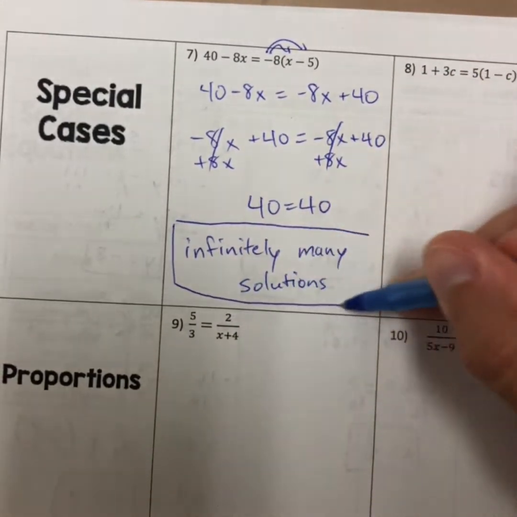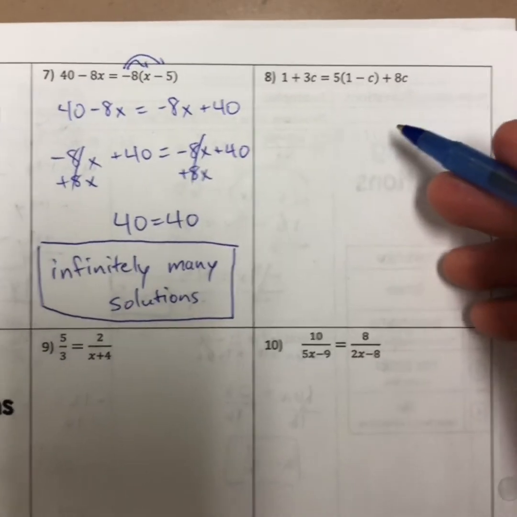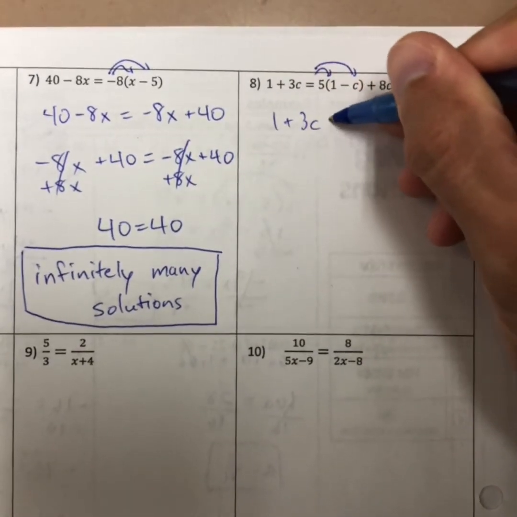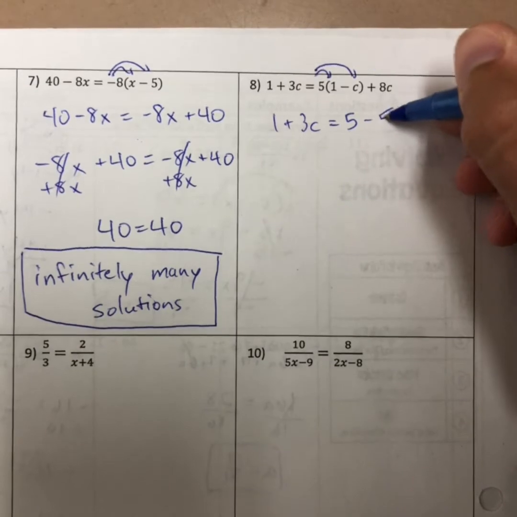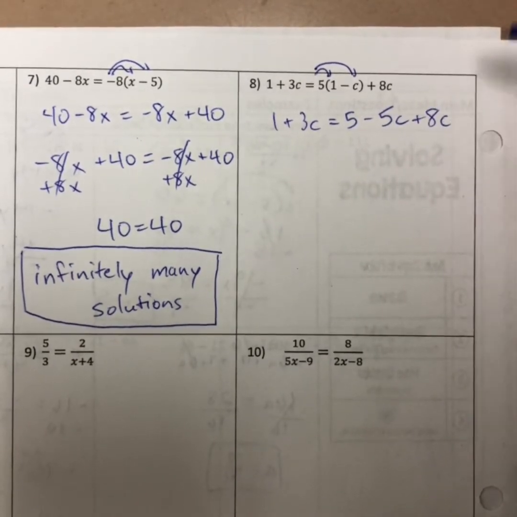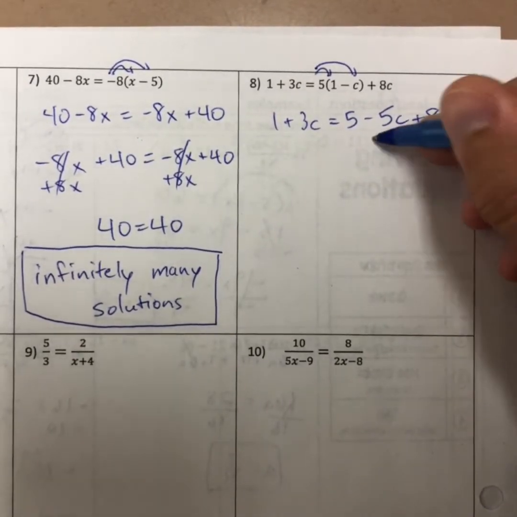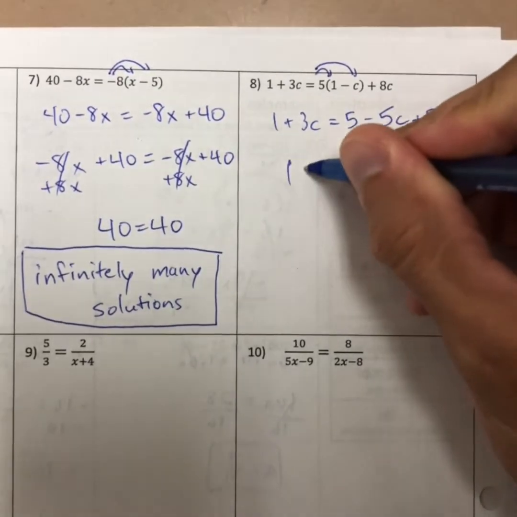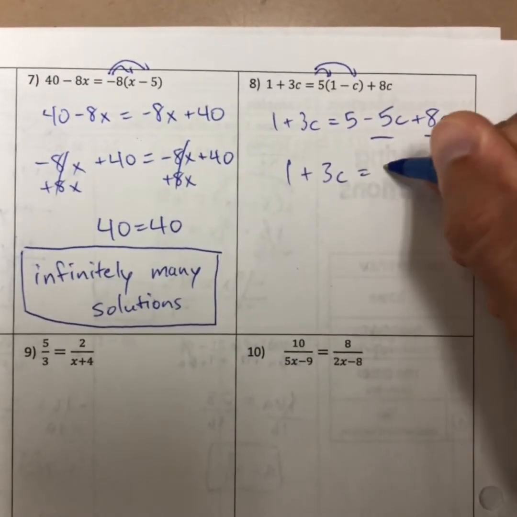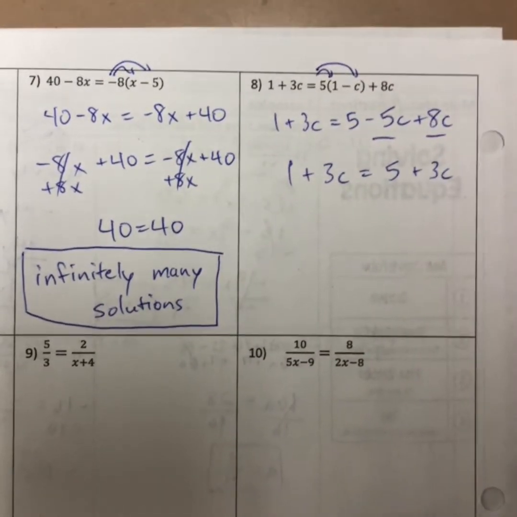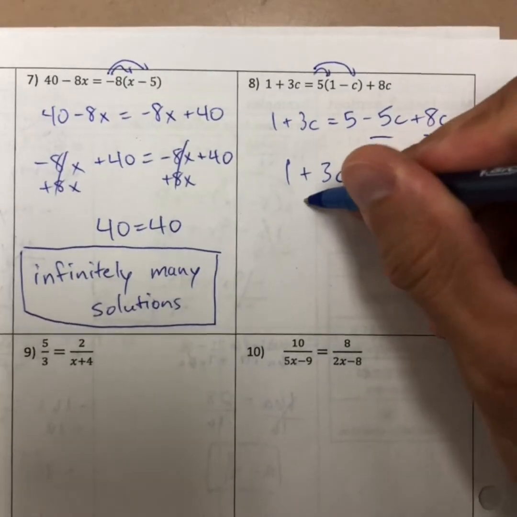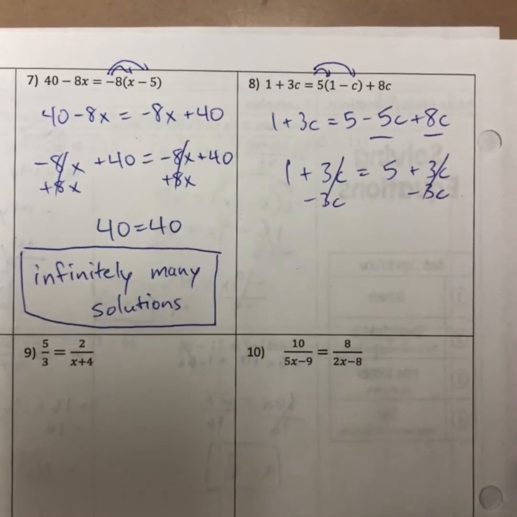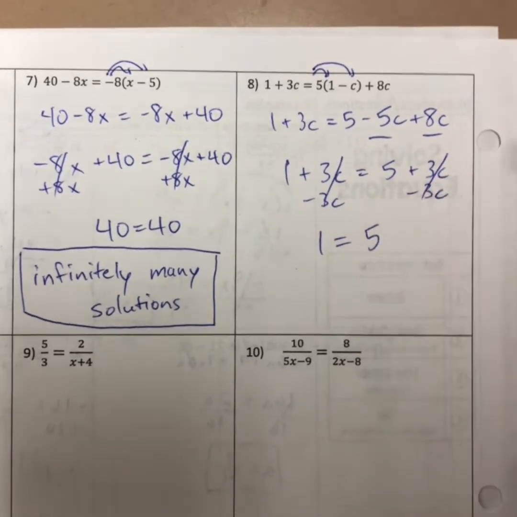And then the second special case, you might remember that one as well. Once we distribute over here, 1 plus 3c equals 5 minus 5c plus 8c. Well, let's combine like terms. Negative 5c plus 8c on the right-hand side is going to give me 5 plus 3c. Now if we do the same thing we did in the previous problem, we can cancel out the variables by subtracting 3c on both sides, but now we get 1 equals 5.